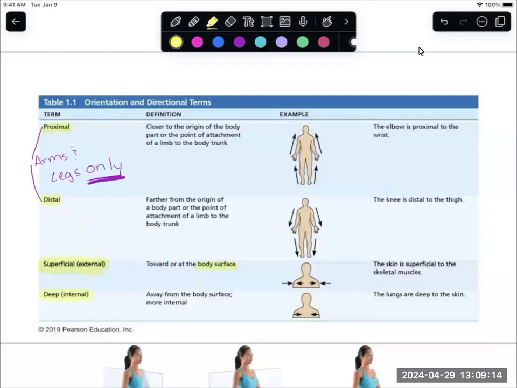Then we go deep. This means it's further away from that body surface or it's more internal. So the lungs are deep to the skin. The muscles are deep to the skin. The bones are deep to your muscles. Let's see here, your intestines are deep to your umbilicus or your belly button or navel. Those three things are the exact same.